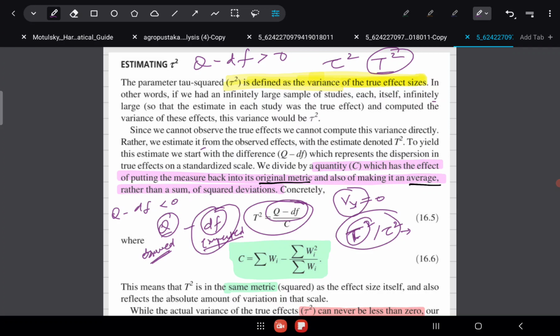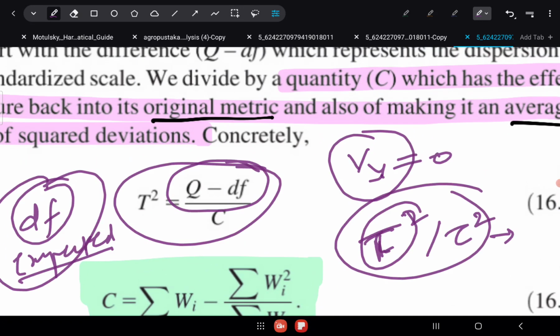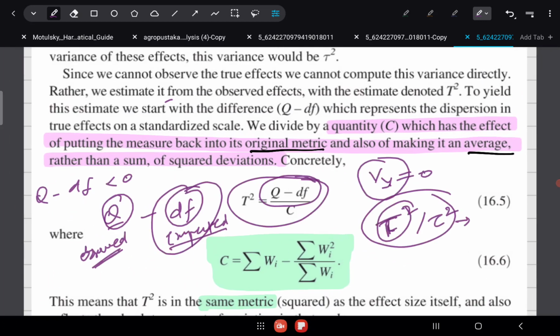So it is, you can say, analogous in some way to the standardized mean difference, which is the effect size estimate, right? The Q statistic is standardized, so it is not on the original metric. That is the first problem with the Q statistic. Another problem with the Q statistic is that it is sensitive to the number of studies.